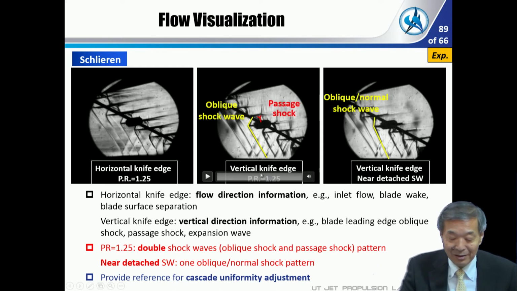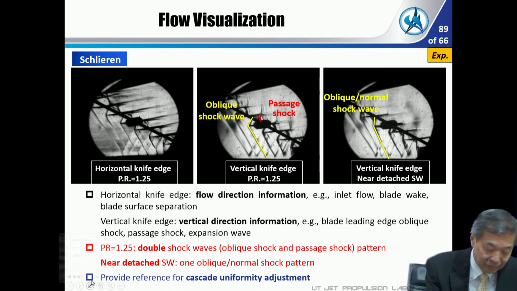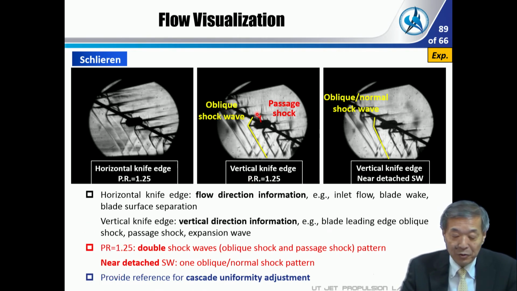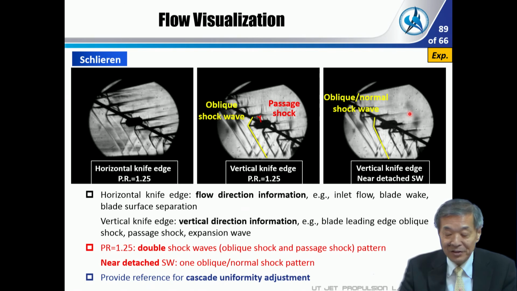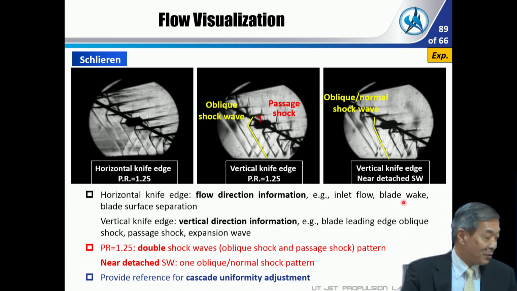Yes, here. If the pressure ratio is 1.25, we have an oblique shock wave here and a passage shock here. So we call it a double shock pattern. And here it's a higher back pressure, higher pressure ratio. The oblique shock and normal shock merge with each other. So it's a one shock pattern. Okay. So this is additional information concerning the experimental technique.